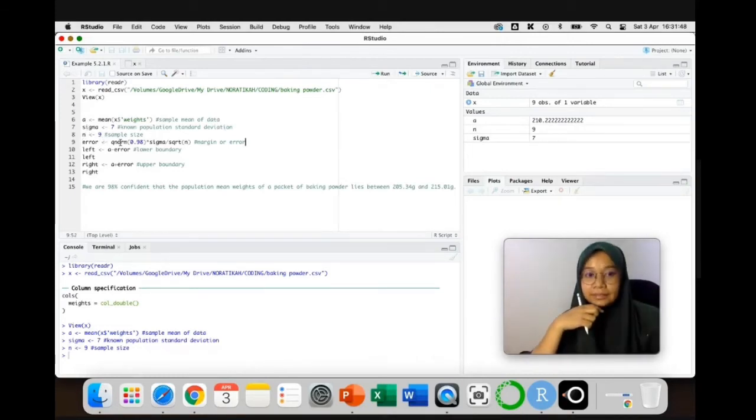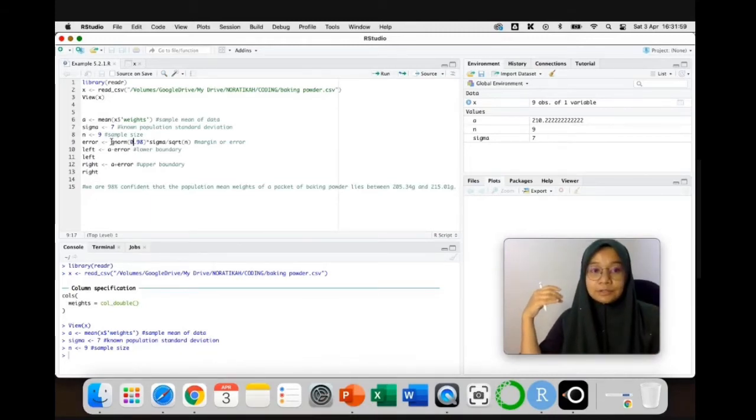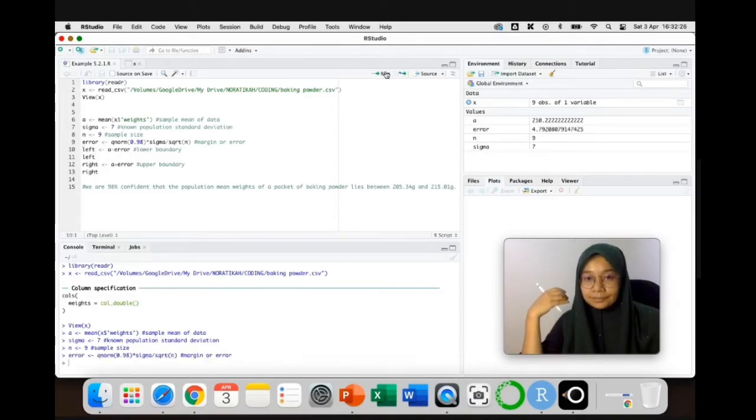Okay, error. Now find the error. So 0.98 is our confidence level. In the question, it asked to construct a 98% confidence level. So we will use qnorm here for Z. And then sigma over square root n. This is the formula, from the formula sheet. And then left is your lower boundary: A minus error, where A is the mean. Mean minus error. And then right, A plus error. So you just run it. You get the error.